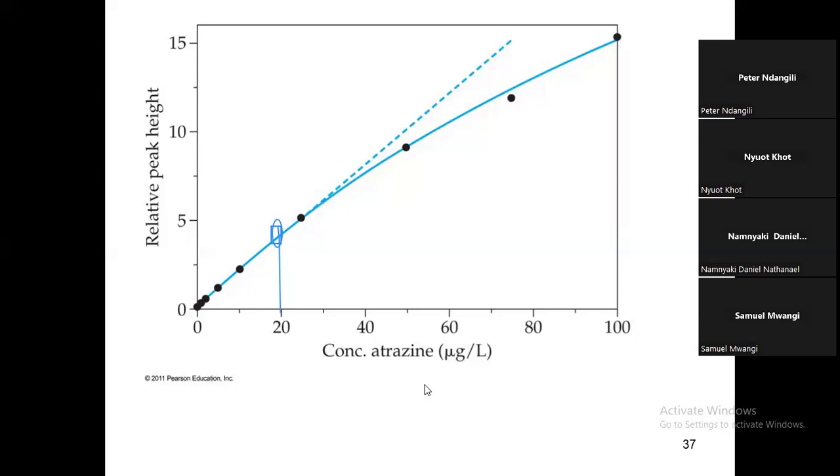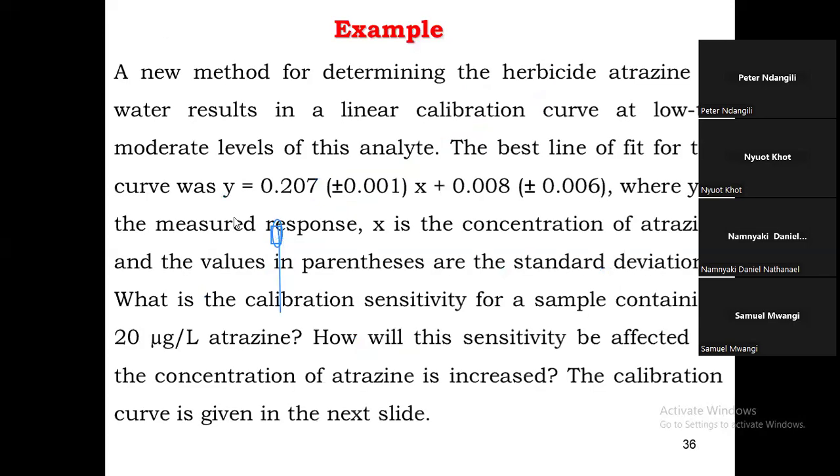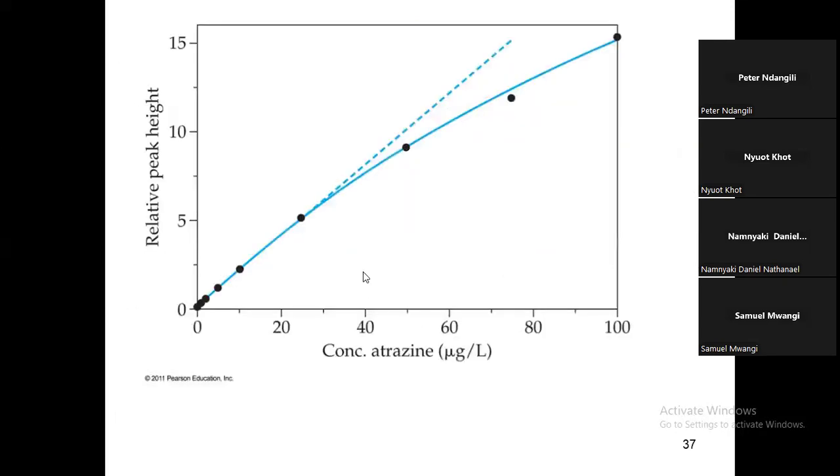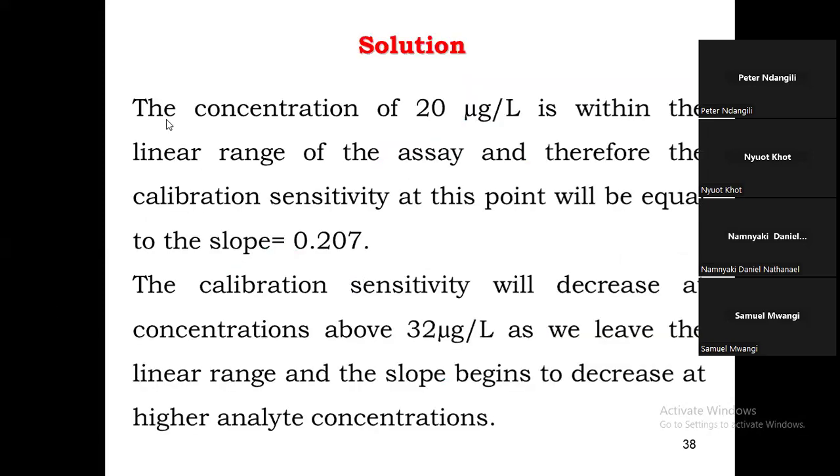And that sensitivity, students, is given in this particular equation. That sensitivity is given here. And therefore, the calibration sensitivity for this concentration is 0.207. In fact, that one is explained here. The concentration of 20 microgram per liter is within the linear range of the assay, and therefore the calibration sensitivity at this point is equal to the slope.